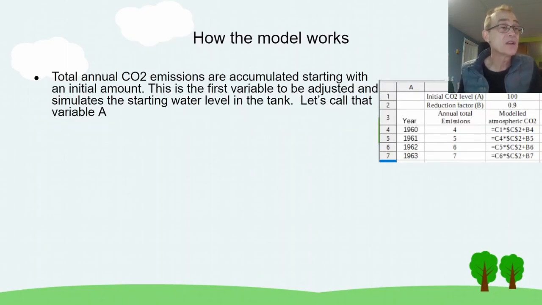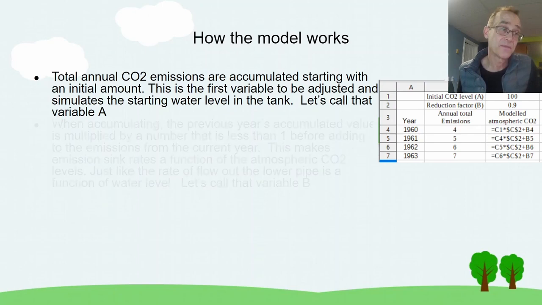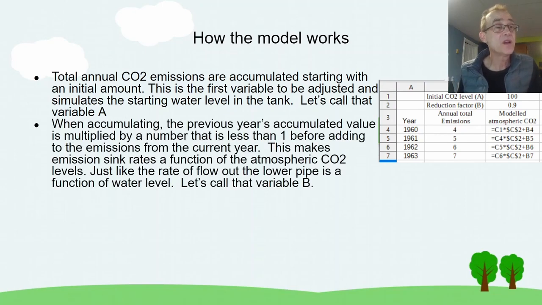Total annual carbon dioxide emissions are accumulated starting with an initial amount. This is the first variable to be adjusted and simulates the starting water level in the tank. Let's call that variable A. When accumulating, the previous year's accumulated value is multiplied by a number that is less than 1 before adding to the emissions from the current year. This makes emission sink rates a function of the atmospheric carbon dioxide levels, just like the rate of flow out the lower pipe is a function of water level. Let's call that variable B.